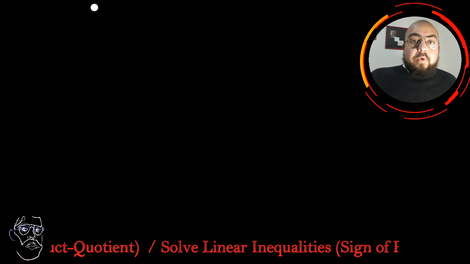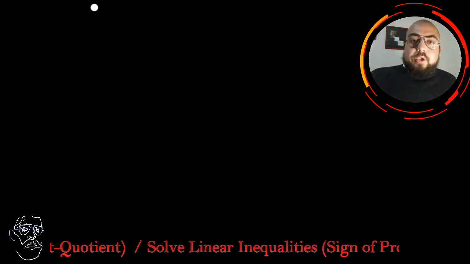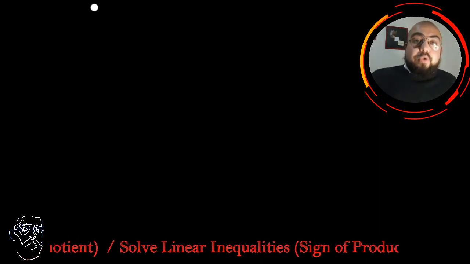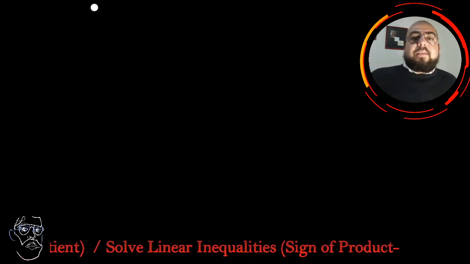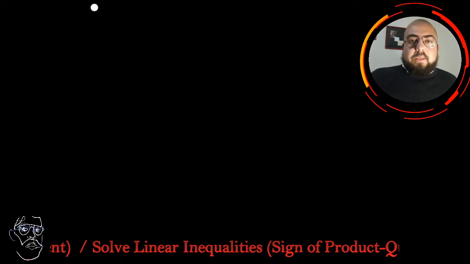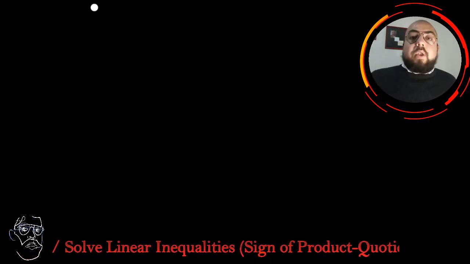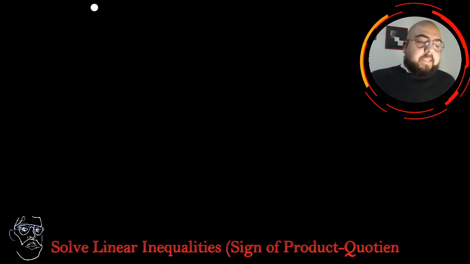We have to factorize, find the solutions, and then do the table of sign, and from the table of sign we're going to choose the part which is necessary in order to solve the inequality. I'm going to take examples directly and we're going to solve them together. Let's start.